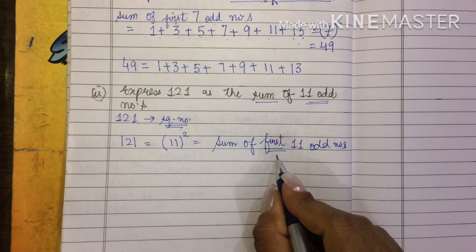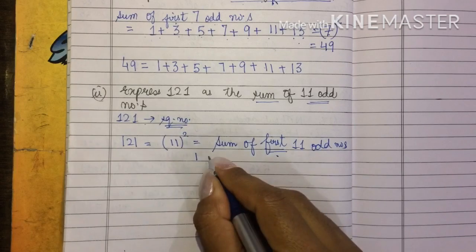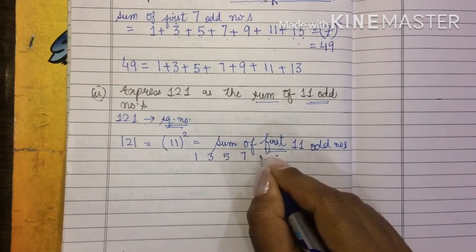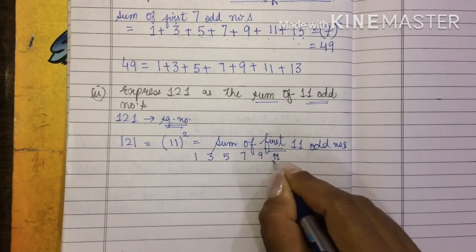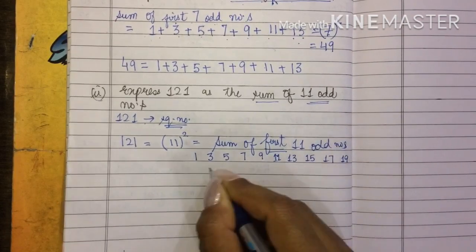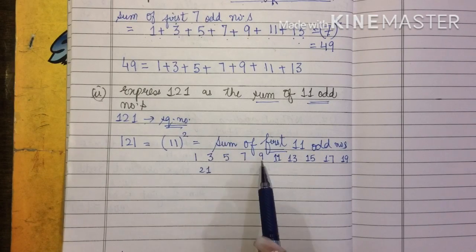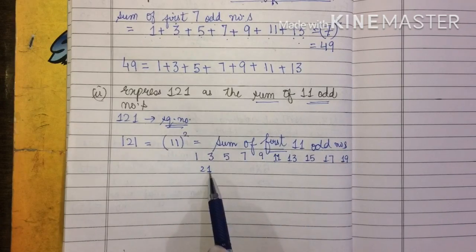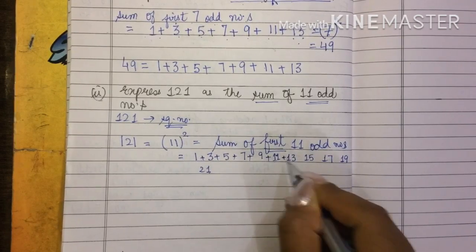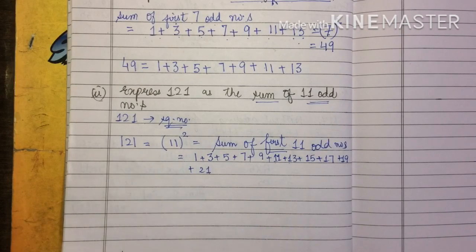You have to start from the first odd number and write 11 odd numbers. So let's write down 11 odd numbers. 1, this is 2, 3, 4, 5, 6, 7, 8, 9, 10 and 11. So I've written 11 odd numbers and I will add these. And if you want to verify, your answer will be 121.